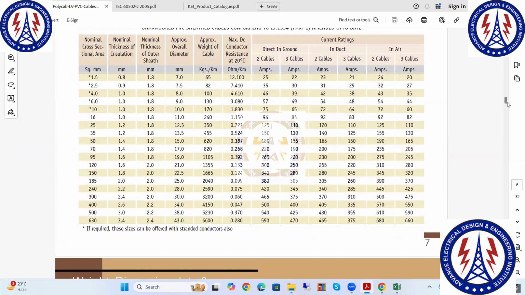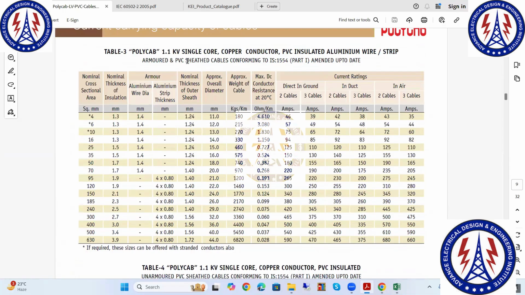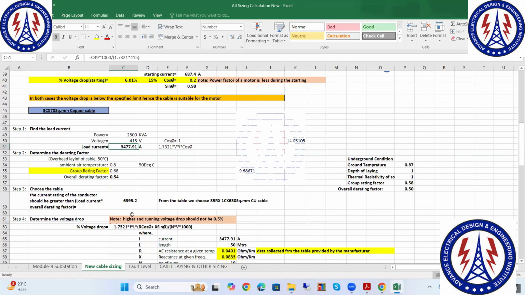Suppose I'm using a copper cable. The maximum cross section is 630, and it can provide only 660 ampere. But here my requirement is 6393. So I will divide this current by 660, which means each phase requires 10 runs. So 10 for R, 10 for Y, 10 for B, and neutral will be half, which is 5. So total 35 runs. Accordingly, this size is done. Clear?